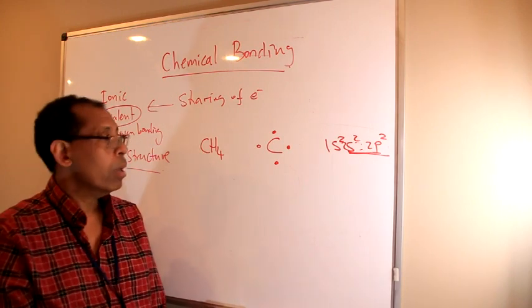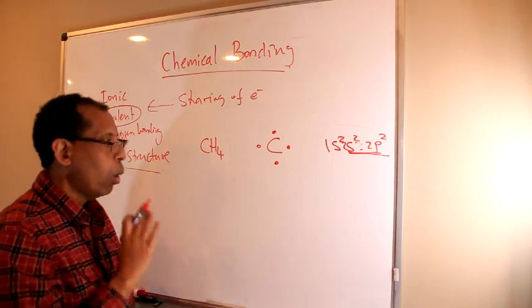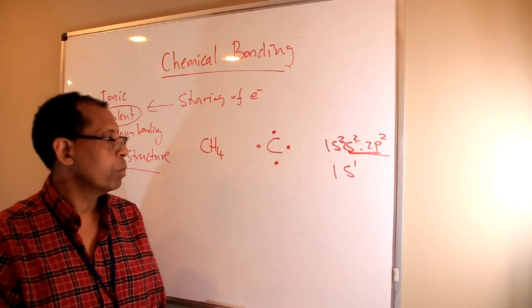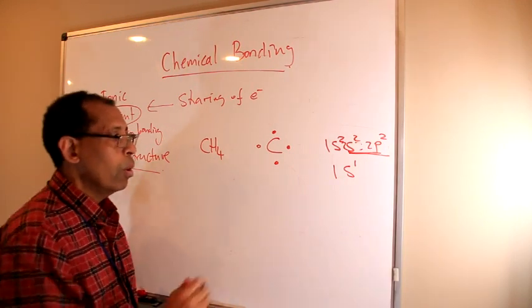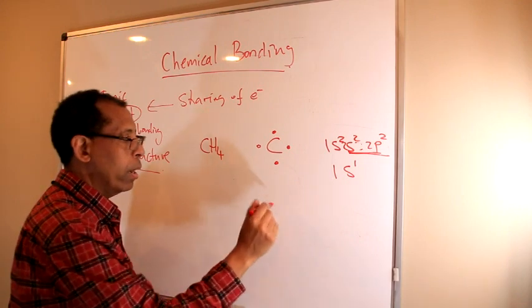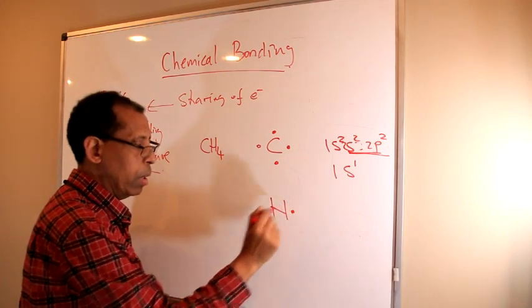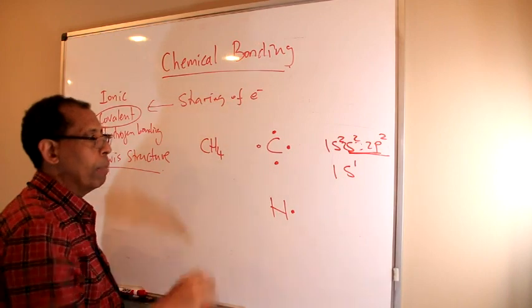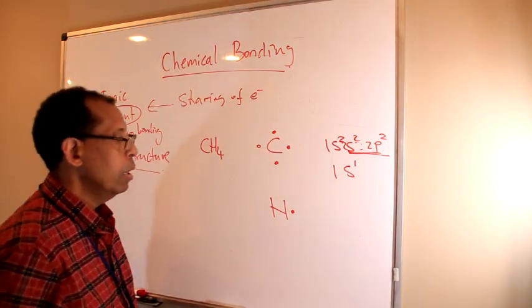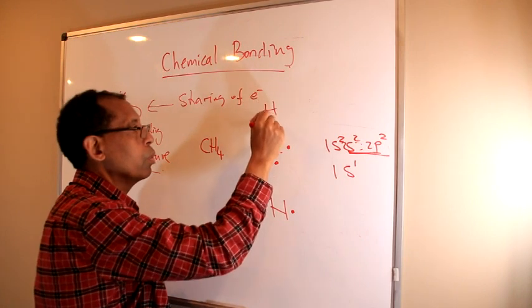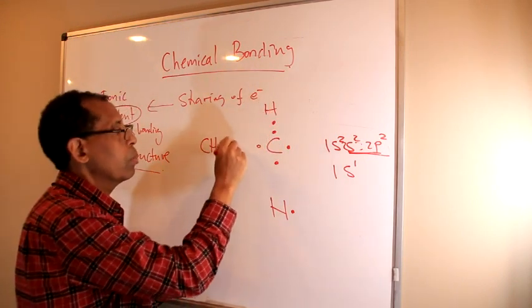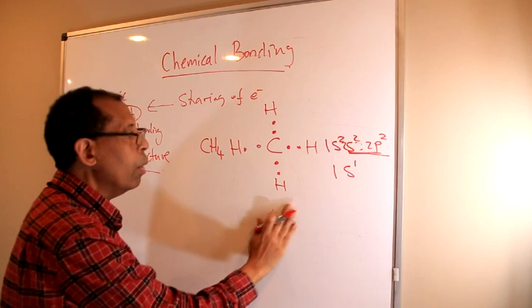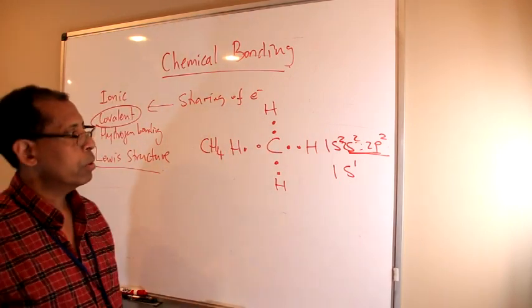In most cases, almost always, hydrogen has only one valence electron. It is 1s1, if you remember. So each hydrogen comes with one electron. To make the molecule, there should be four of these making bonds around carbon. So let's do that: hydrogen with its one electron, the second hydrogen with one electron here, one electron here. Now you have a compound with its Lewis structure.